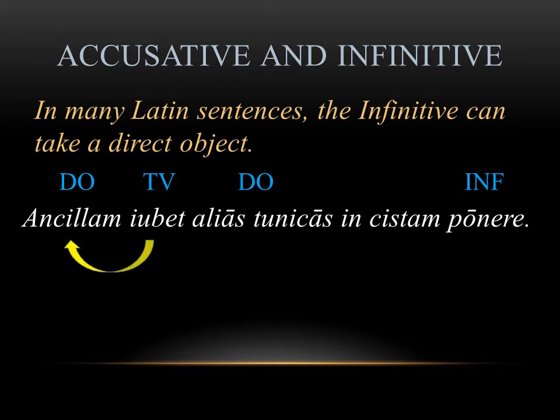And you can notice that the first direct object is going with iubet. He orders or she orders the slave woman. The second direct object is going with ponere. So here, alias tunicas is going with the infinitive, to place the other tunics. This is what we mean by the accusative and infinitive construction.